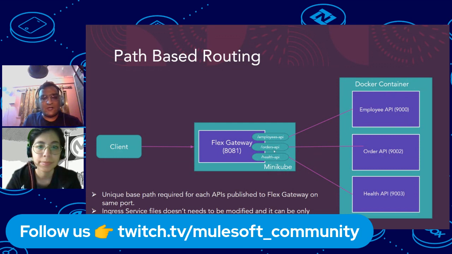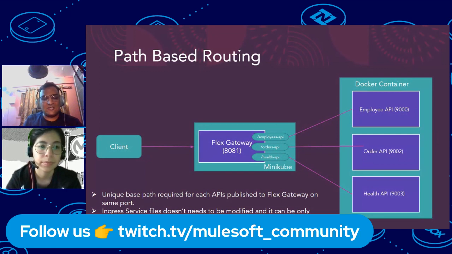Similarly with the order API: whenever it sees orderAPI as a base path, the request will be transferred to the order API. Same thing with the health API. But everything is listening on port 8081, and you don't even have to add this path on the Flex Gateway. Whenever you are creating the instance in your API Manager, you can simply add the base path there itself. You don't have to do any changes on your Kubernetes or in your Docker container.